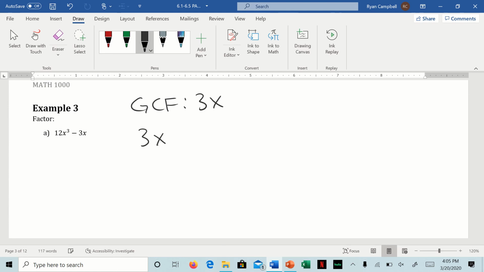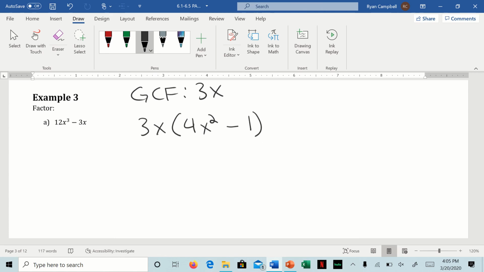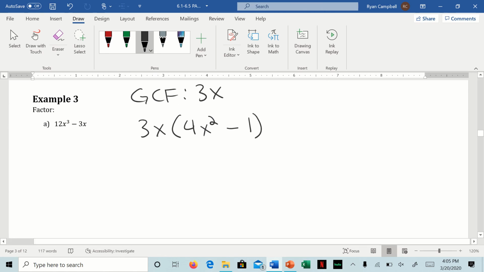So we can see this is the same as 3x times what? So 4 times 3 is 12. X squared times x is x cubed. Minus, and then what times 3x is 3x? 1.